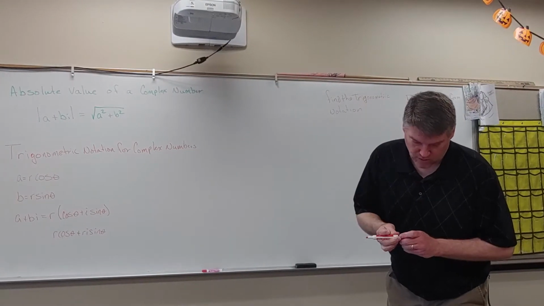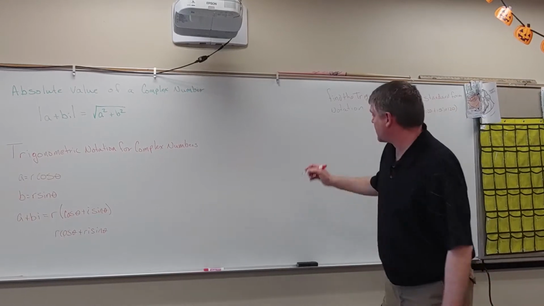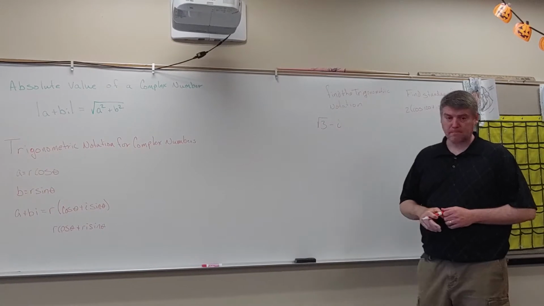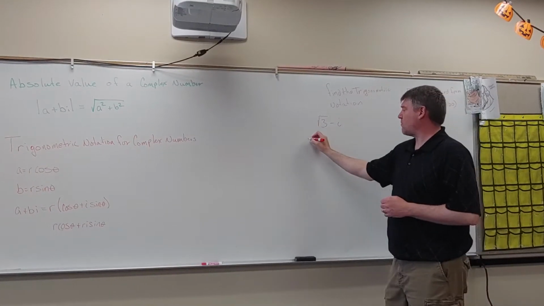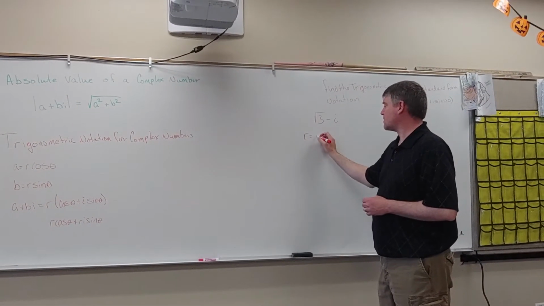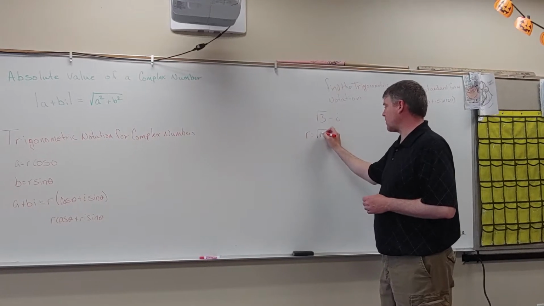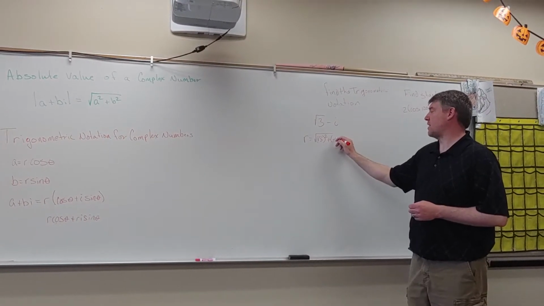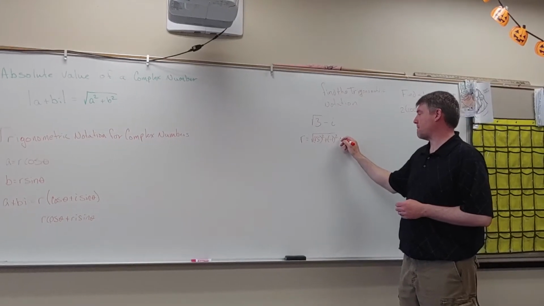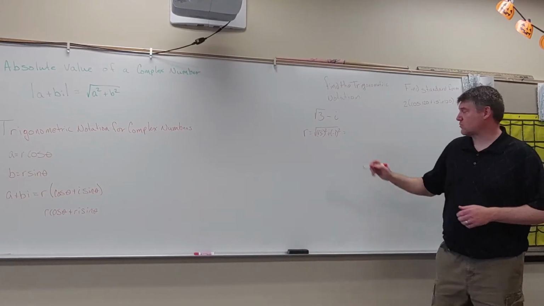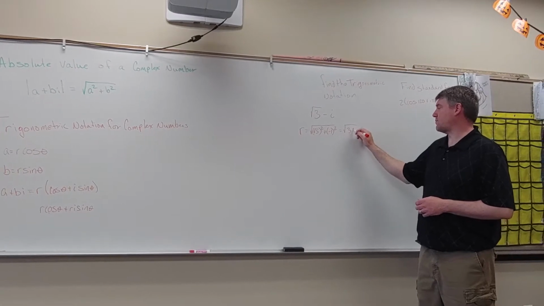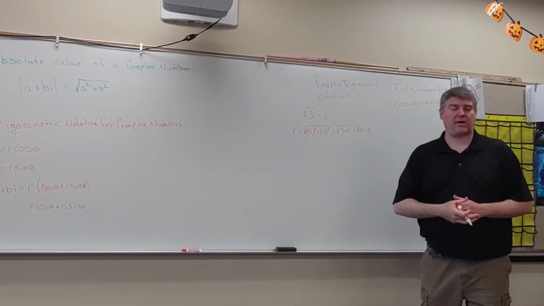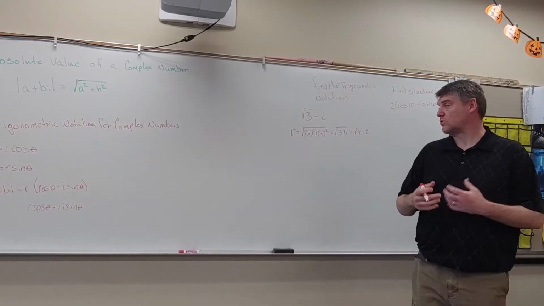And let's find one more. So let's go with the square root of 3 minus I. So the first thing I want to do is find r. So r is the square root of 3 squared plus (-1) squared. Square root of 3 squared is 3. So 3 plus 1 gives me the square root of 4, which is 2. So now I know my radius there is 2.